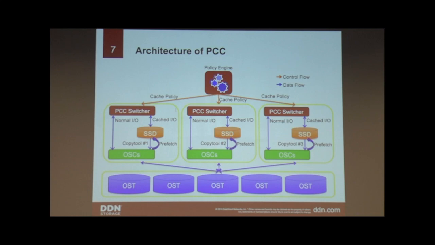And at the same time, you will need a tool to fetch the data from Lustre to the local cache, and you can have a lot of local cache on multiple clients, right? And as you can see, there is a lot of work to do for the data management in the clients for the PCC. So you might need a policy engine to do that job automatically for you. So this is the architecture of the PCC.